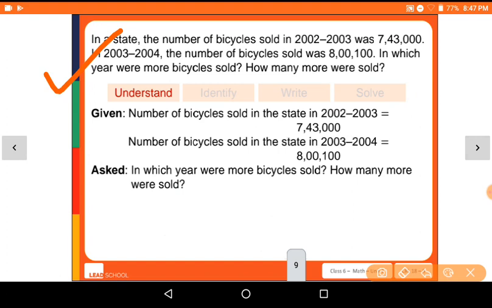In the state, the number of bicycles sold in 2002 to 2003 was 7,43,000. In 2003-2004 the number of bicycles sold was 8,100,000. In which year were more bicycles sold? How many more were sold?